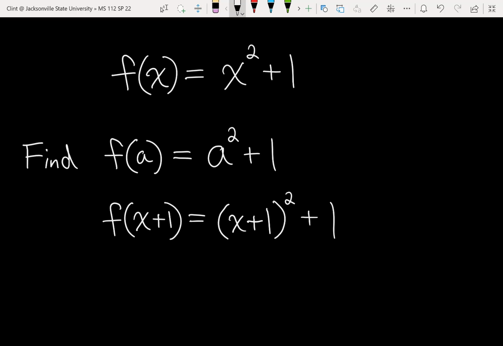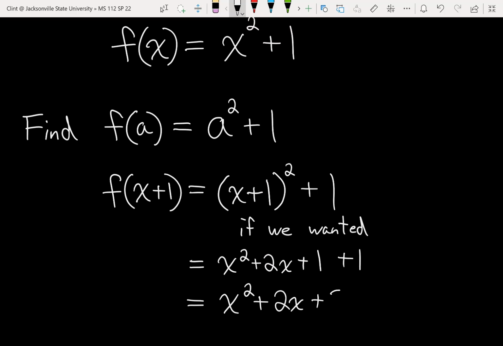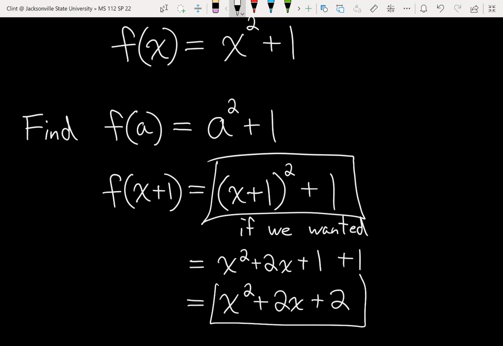If we wanted to, we could multiply that out. So that would be like x squared plus 2x plus 1, and then plus 1. So we would get x squared plus 2x plus 2. So either one of these is valid, and this is also valid. That's the simplified version. Sometimes we'll leave it, sometimes we'll want to multiply it out. It just depends on the circumstance.